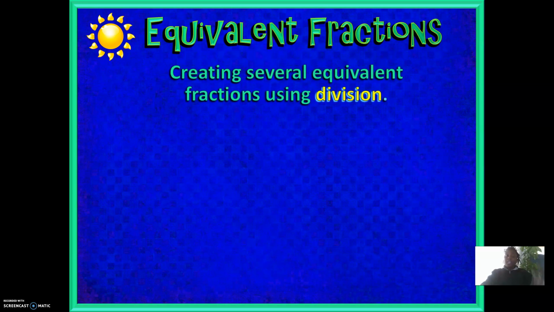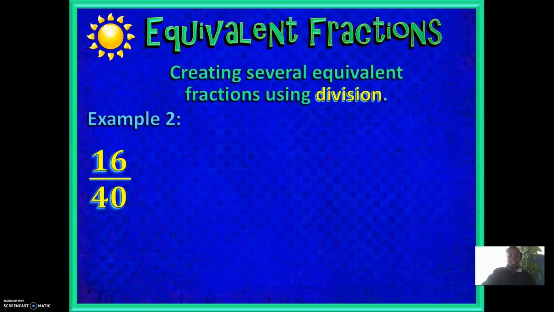We can create several equivalent fractions using division, just like we did with multiplication. So take the example 16 over 40. Well, 16 and 40 are both even numbers. So when a number is even, I know using my divisibility rules that I can always divide by 2. Good job. So if I divide 16 and 40 by 2 on the top and bottom, I get a new or equivalent fraction of 8/20.